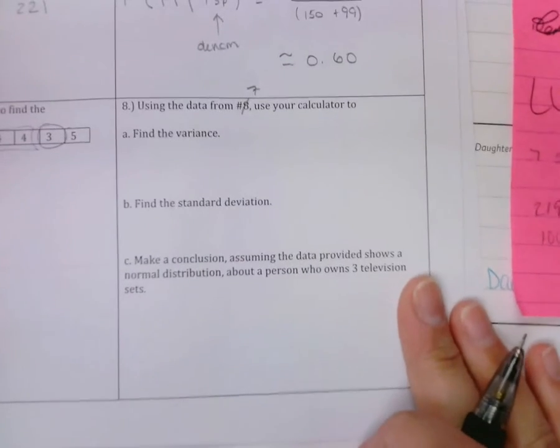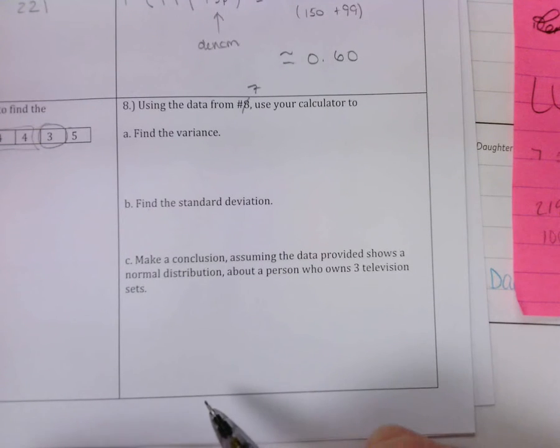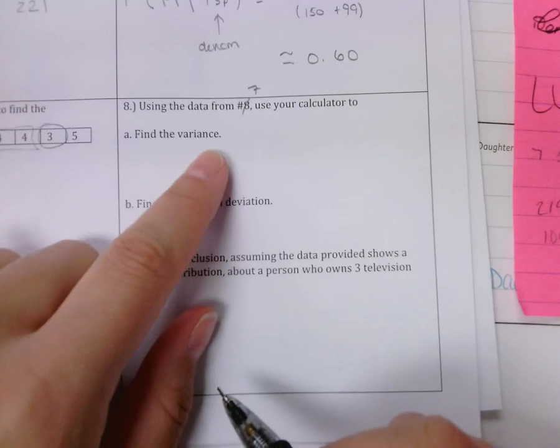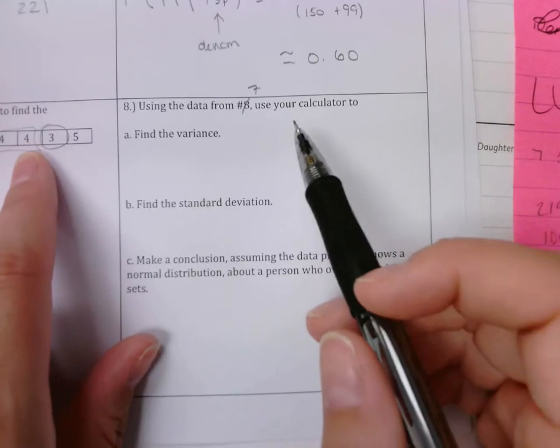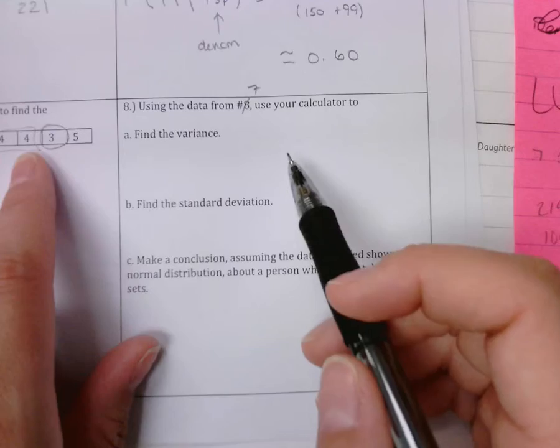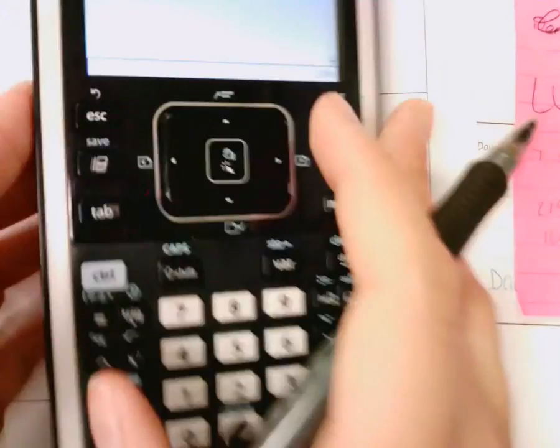Using your data from number 7, use your calculator to find the variance and standard deviation. So for these, again, you technically don't have to do this on the calculator. Some people don't have calculators and they'll have to do it the long way. So for the variance, you would take every single one of these points, subtract the mean, which is 3.3, square that and then divide by 10. We don't need to do that if we have a calculator.